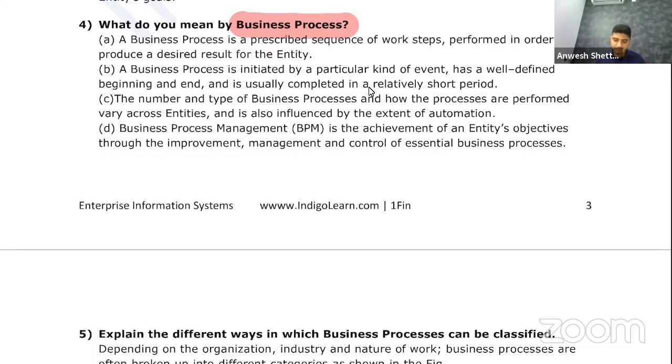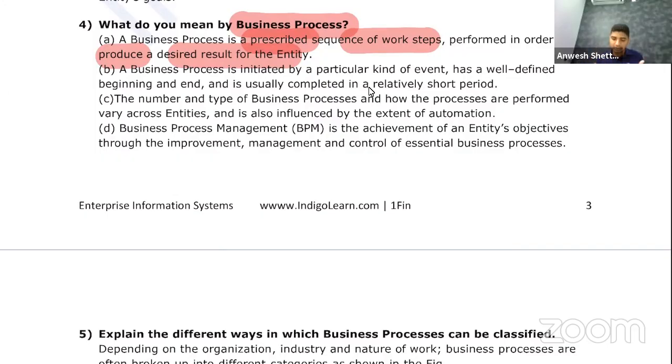Okay, now they are talking about what do you mean by business process? Answer goes this way. A business process is a prescribed sequence of work steps performed in order to produce a desired result for the entity. Now, what is the desired result? For example, entity wants to be very prompt when it comes to payment of salary. Okay, so that is the desired output or desired result.